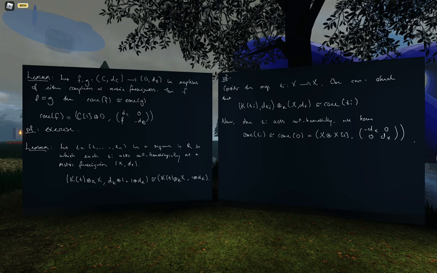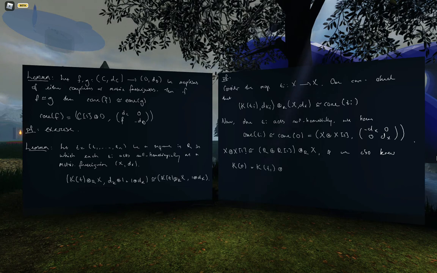Then we can note that X direct sum with a shifted copy of X is the same thing as looking at it like this. And we also know that the Koszul complex KT is the direct sum of KT1 through to KTN.